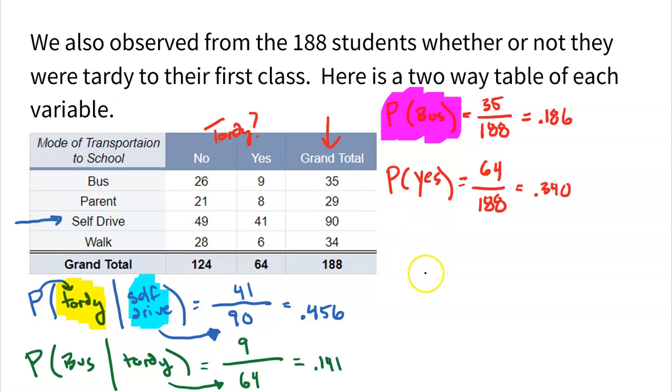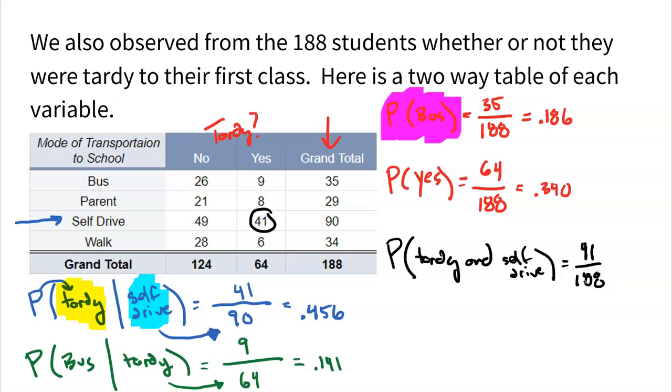What if we said to you, hey, in this table here, what proportion of kids were both tardy and they drove themselves to school? So we're looking at the proportion of all the kids that were both tardy and drove themselves to school. So self-drive. Sorry for my handwriting being terrible. All right, so once again, there's no condition here. I didn't say amongst these kids or of those kids. I just said what proportion of all kids were both tardy and drive themselves to school. So this would be an and, right? So we're saying, okay, that would be 41 out of 188.